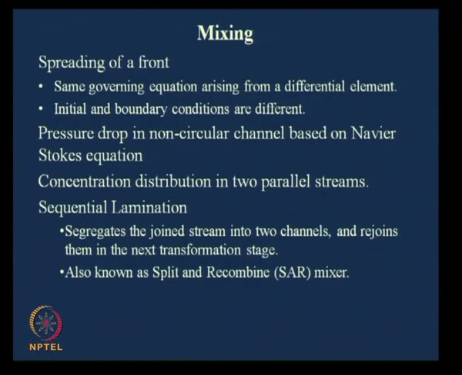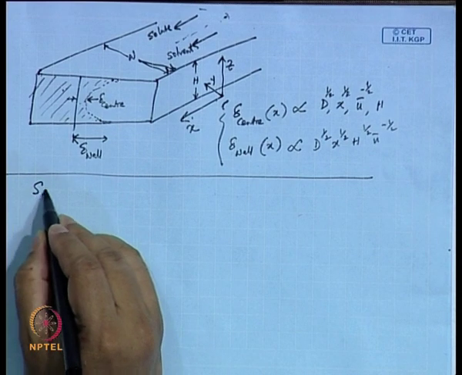what you have here is sequential lamination. Sequential lamination segregates the joint stream into two channels and rejoins them in the next transformation stage. This is also known as split and recombine mixer. So, this is something which we would be discussing. In the microchannel our objective would be to split the stream and again recombine, but if the two streams happen to be flowing side by side, these are some of the aspects that you have to keep at the back of your mind, that these are the few things that are going to happen.